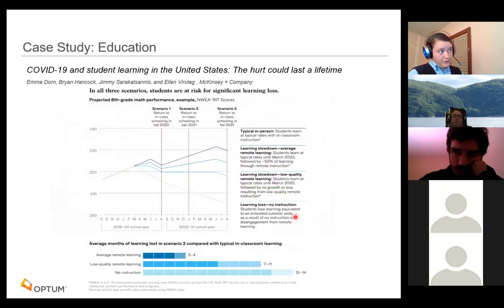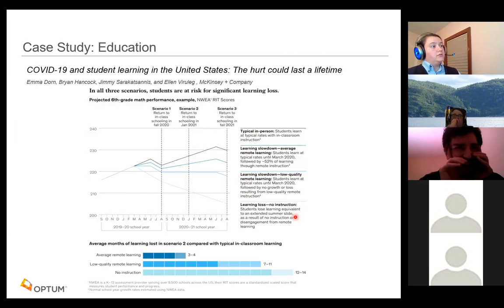So let's jump to today. Interesting study in June of 2020 from the McKinsey Company, a white paper called COVID-19 and Student Learning in the United States, the hurt that could last a lifetime. They had three different scenarios that they projected for. Scenario 1, return to in-class schooling in fall 2020. This is the virus contained scenario.